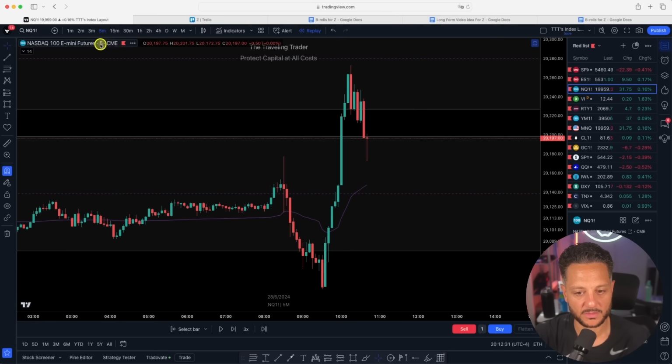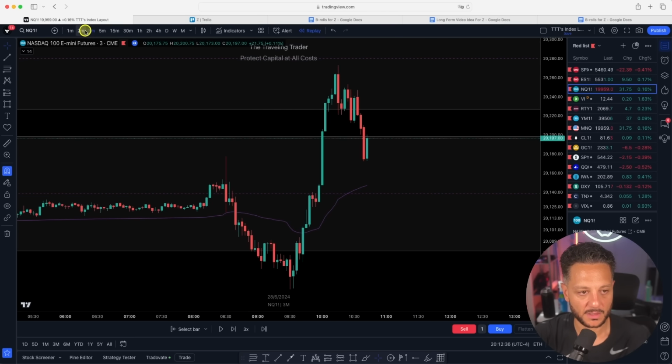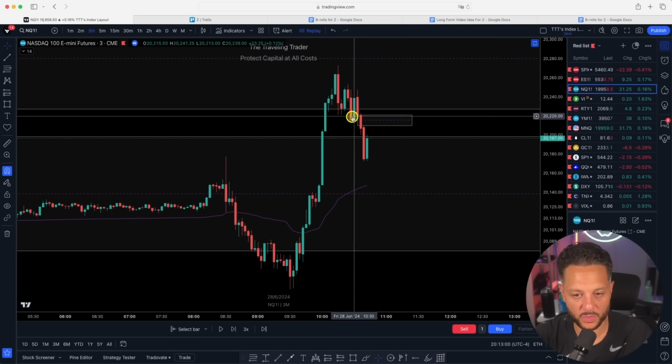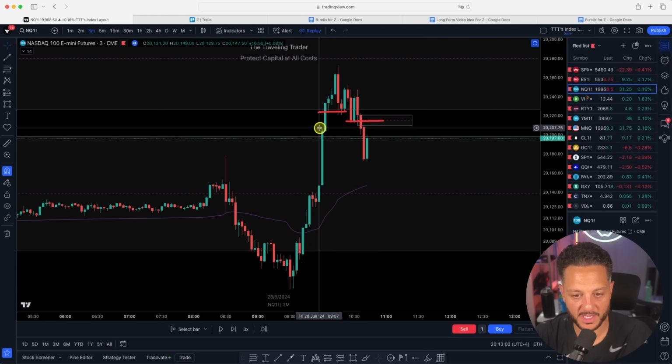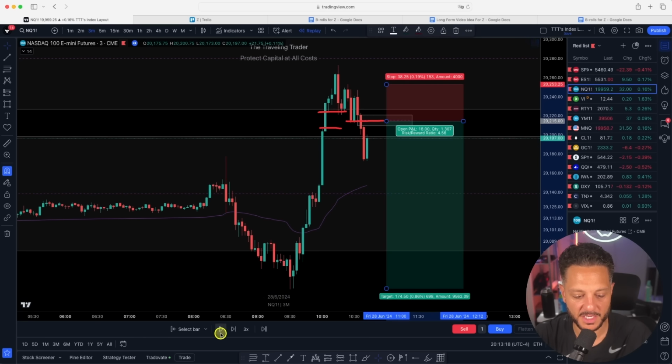In this case, you would be trading a much more aggressive entry, like a lower time frame trade. In this case, you do have a fair value gap here, as well as an order block, as well as an inverted gap here. So you might take a trade from here to ride it to the bottom of that consolidation, for instance.